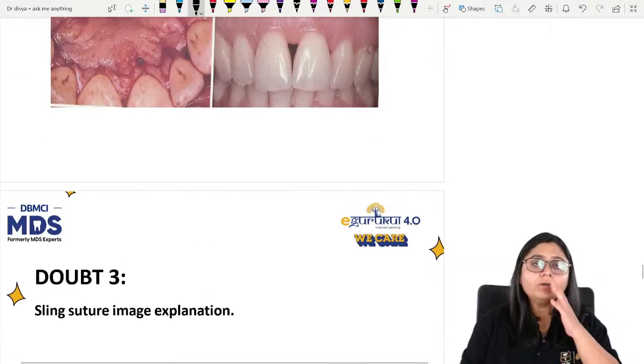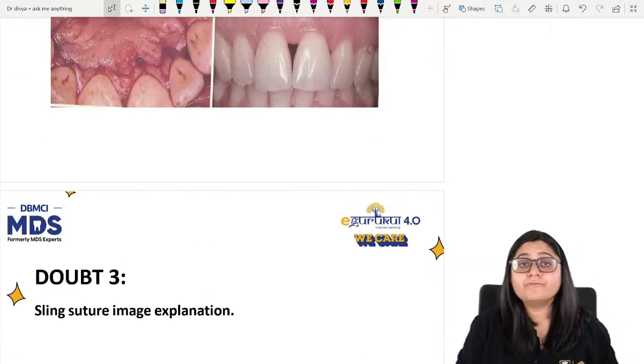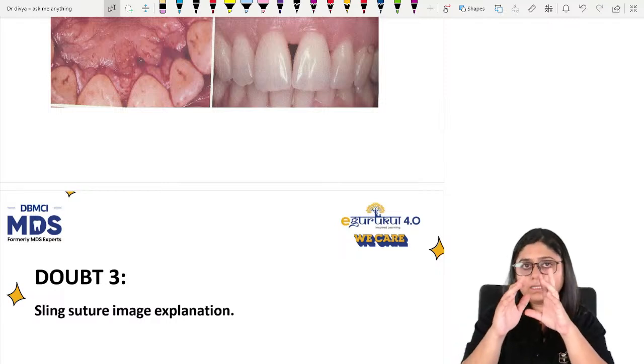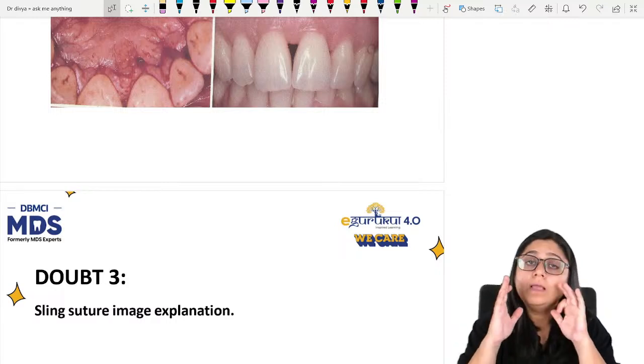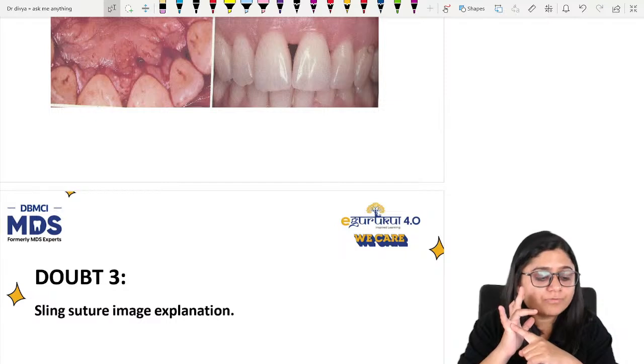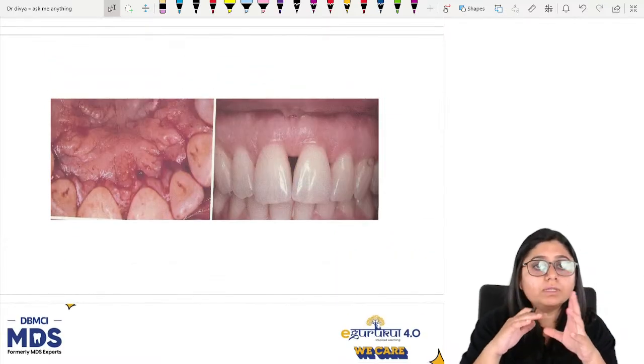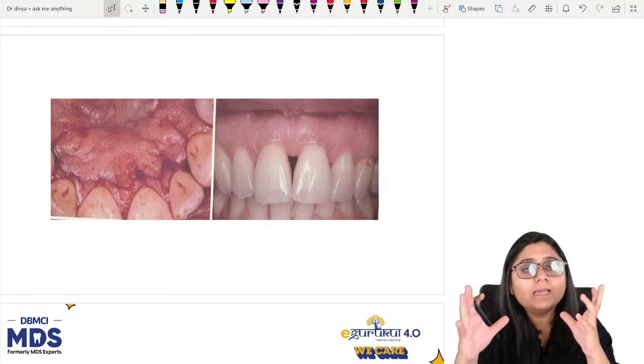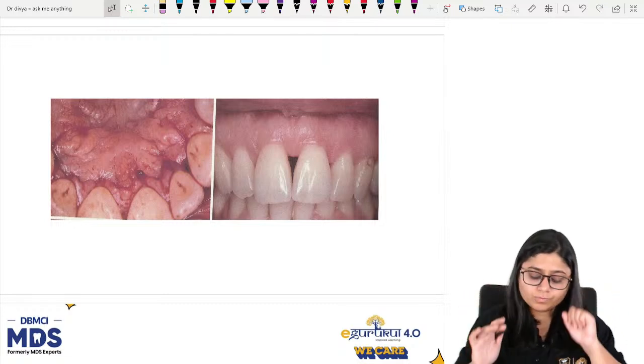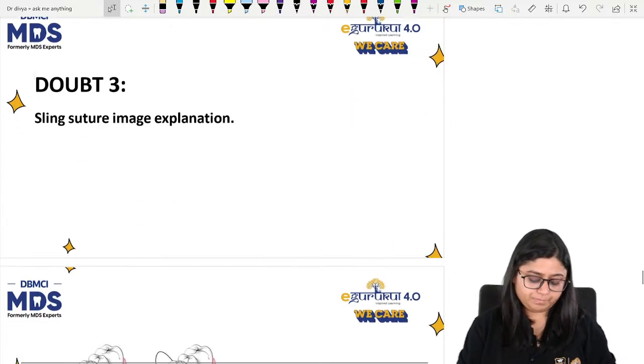So this was about the periodontal flaps, the various flaps that are used. Mostly they will be asking image-based questions from this topic. In image-based questions, they can ask you about the papillary preservation flap, or they can ask you the difference between the displaced flap and the undisplaced flap. Okay, so you must know that properly.